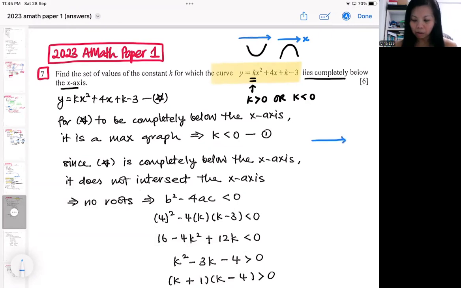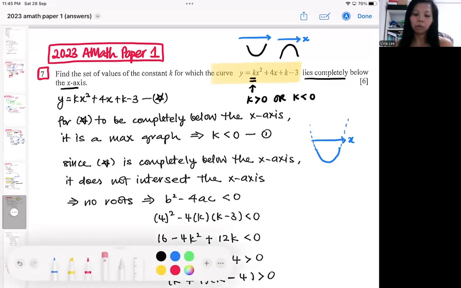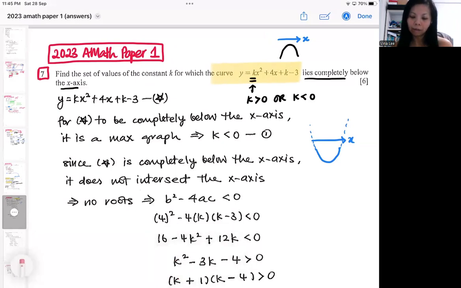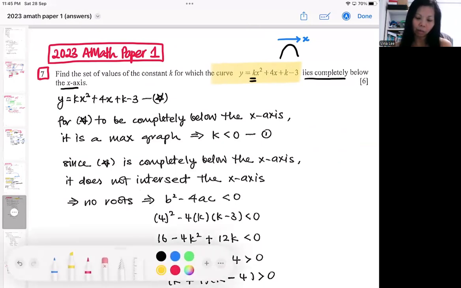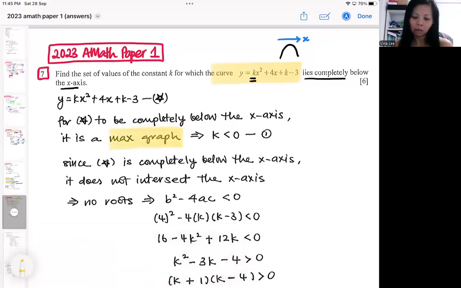So why is that not possible? Think about it. Even though you can draw a smile face graph below the x-axis, the truth is that it will still continue up if it's a smile graph. So you should deduce that only a sad face graph can lie completely below the x-axis. In order for the sad face to happen, which is the maximum graph, the coefficient must be negative. So that is one condition.